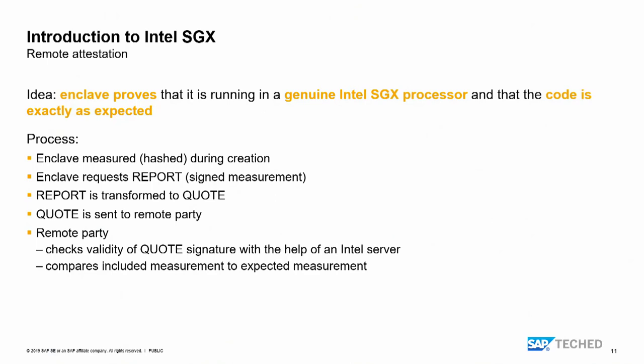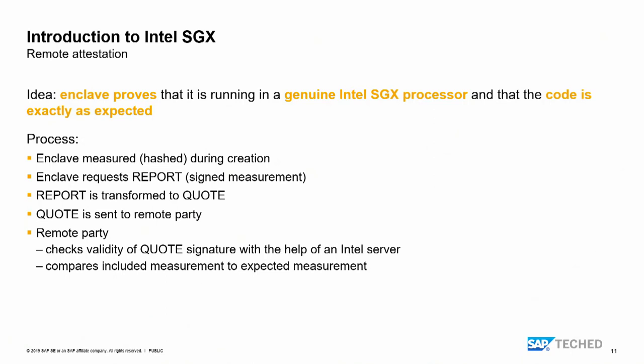The quote again has a signature, but that's now from Intel. And with that quote, we can give it now in our scenario to the customer. The customer takes the quote, goes to Intel and says, is this a valid signature? Intel says yes. Customer says, okay, great. And then compares the measurement in there. Is it the measurement he got before from the developer, from our partner? Says yes, great. Then we have done what's promised at the beginning of the slide.